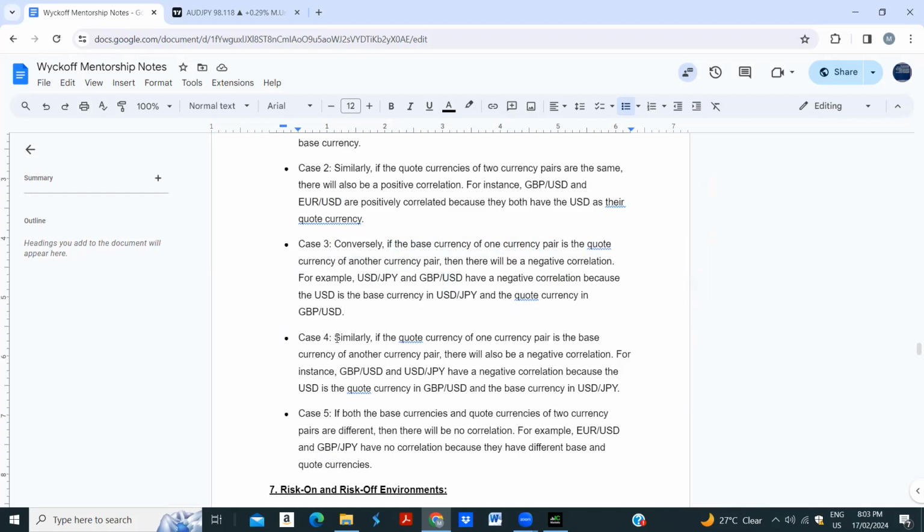Okay. All right. Case 4. If the quote currency of one currency pair is the base currency of another currency pair, then there will also be a negative correlation. For example, GBP USD and USD JPY. Here, USD is the quote currency in GBP USD, and here the USD is the base currency of USD JPY. When the quote currency of one asset is the base currency of another asset, then there will be a negative correlation.